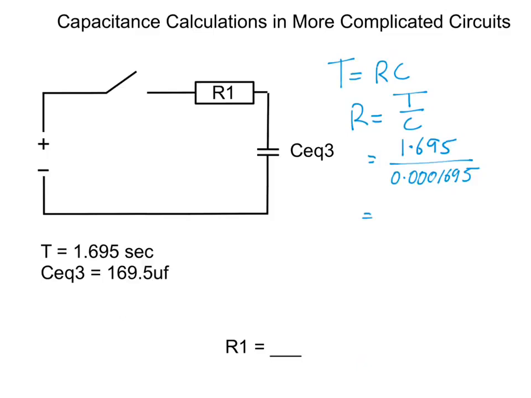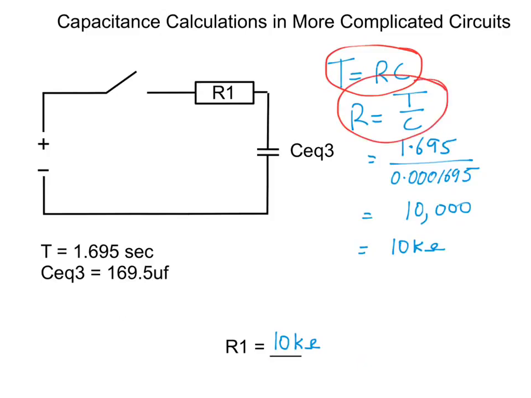That will equal 10,000, which we can say is also 10k ohms, because we're dealing with resistance now. So R1 equals 10k ohms. As always, whenever we are working on our circuits, we must always write down the formula. If you transpose your formulas, write down your transpositions, and show all of your working, that is how you calculate more complicated circuits with regards to capacitance.